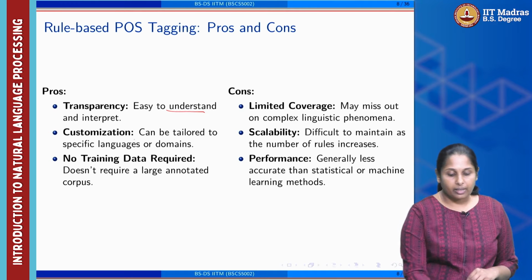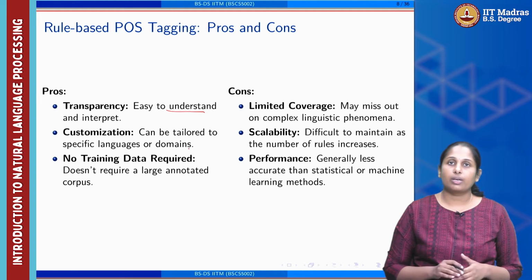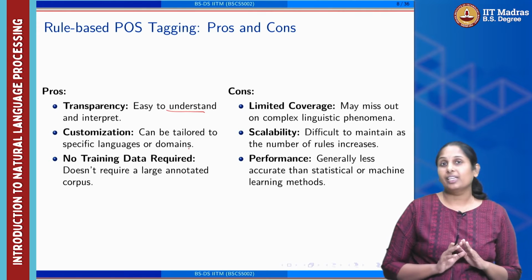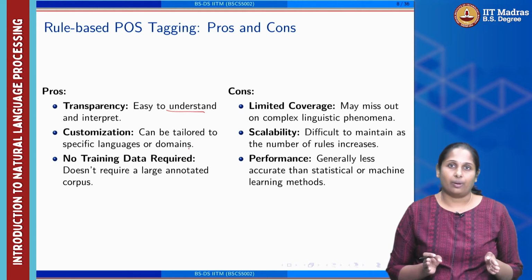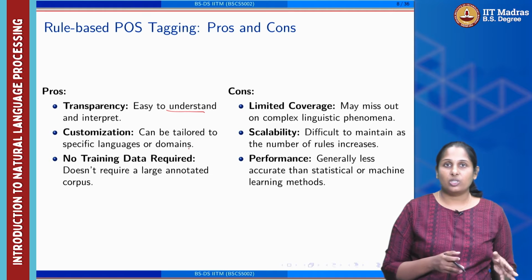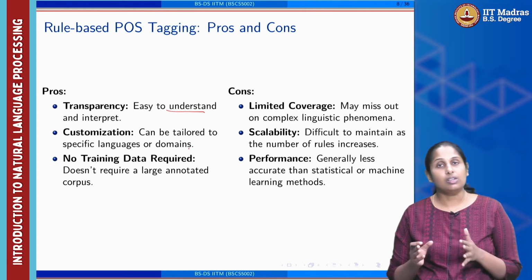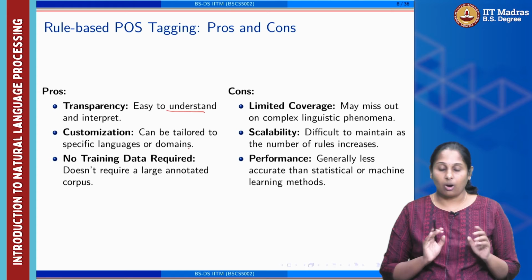it cannot be followed by a noun, it should be followed by a base verb, right? But customization is also very easy, because it can be tailored to a particular language requirement, and here we don't need any training data. What we need is a dictionary and rich information about each word and their possible POS tags without any context.